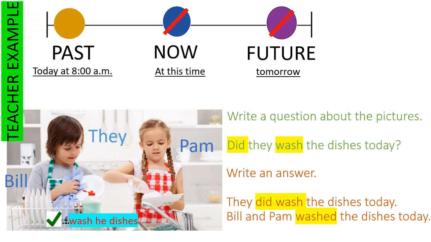So here is my teacher example for your work. So look at the green sentence. It says write a question about the pictures. So when I say pictures, I'm talking about the timeline here. Okay, past, now, and future. So I noticed I'm not asking about now, I'm not asking about the future, I'm asking about the past. Okay, so I need to think, what word do I use when I ask about the past? Did, that's right, did.